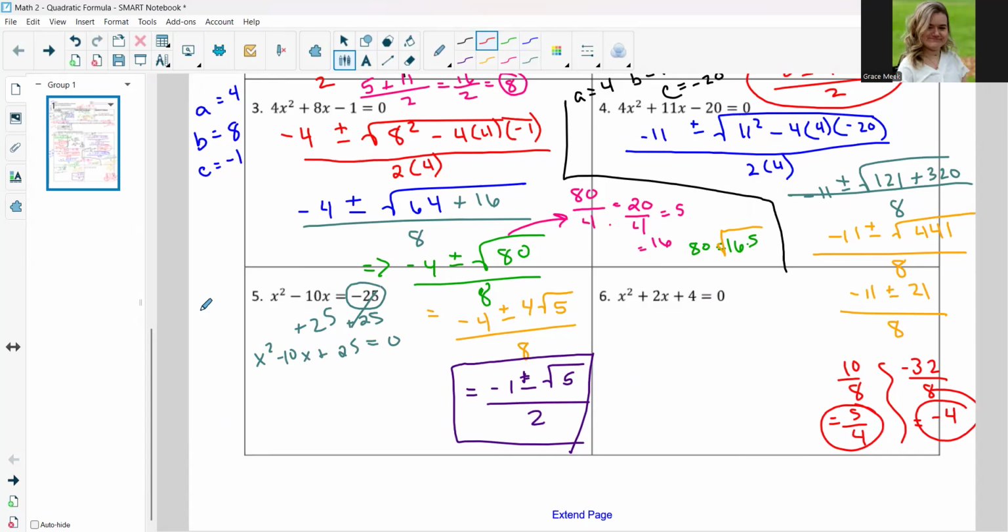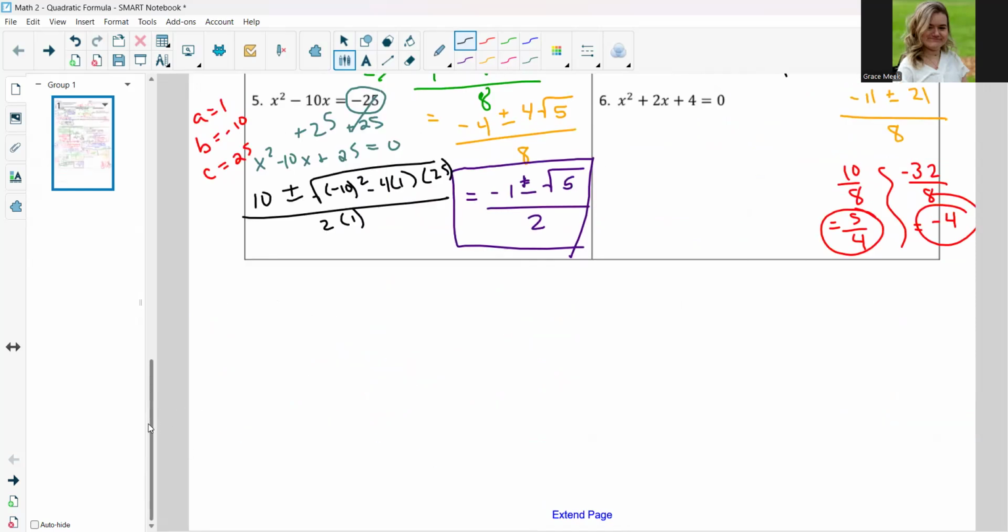And then I can label my numbers. I can have A as 1, B as -10, and C as +25. And then again, I'm just going to plug it into the formula. And again, if I have a negative times a negative, this becomes +10 plus or minus the square root of B squared. So it'd be -10 squared minus 4 times A, which is 1, times C, which is 25, divided by 2 times 1.